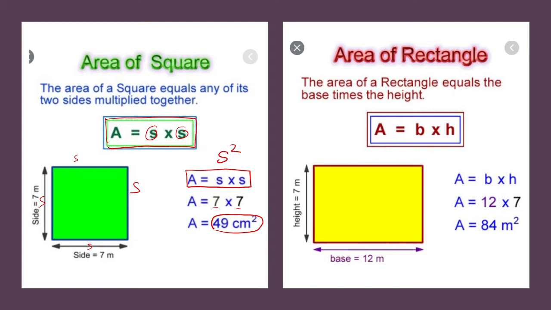Now moving on to the area of a rectangle, we have area of a rectangle equals B times H, right? B is for base here and H is for height, this side. So to find the area of a rectangle you multiply your base and height. In this example, your base is 12 and your height is 7, right? 12 times 7 is 84. That's how you'll find the area of a rectangle.